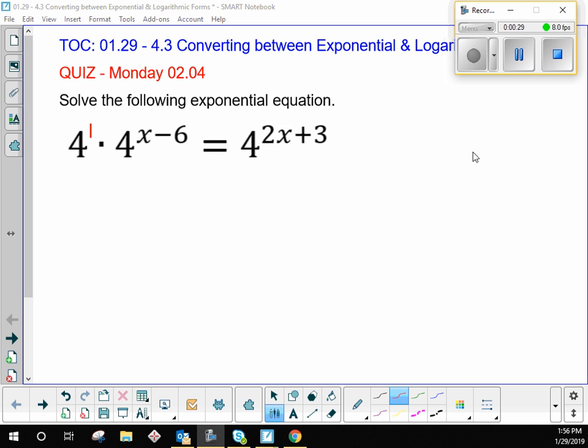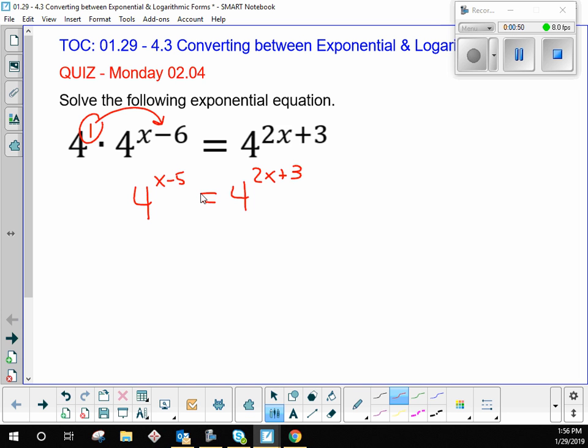So what we do instead is just rewrite this with the same base of 4, and we add the exponents. So we add the 1 with the negative 6. What does 1 and negative 6 give you? Negative 5, right? So we have 4 to the x minus 5 equals 4 to the 2x plus 3.